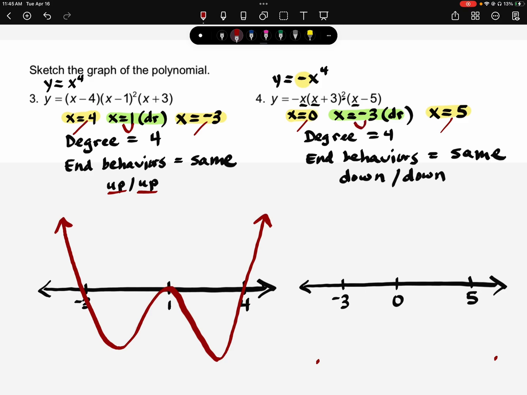So we'll start down here, and it looks like we're going to hit negative 3 first. So we're going to come up and bounce off at negative 3. Come back down, and then we're going to curve and go straight through at 0. And then we're going to come down and go straight through at 5. And this is a sketch of what that graph should look like.